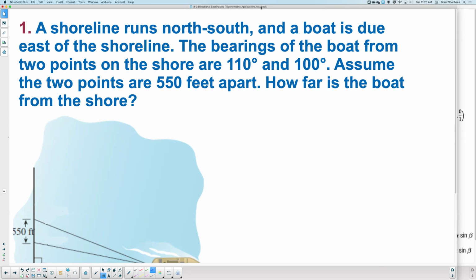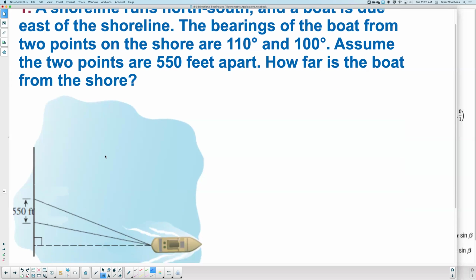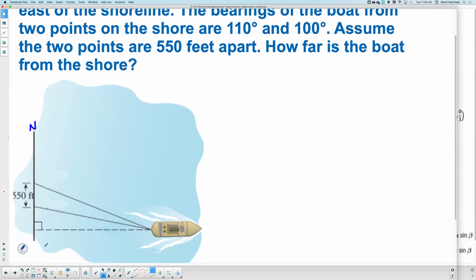Number 1. It says a shoreline runs north-south. I'm going to pause. Here's what I do. North-south means which two directions on a piece of paper? Up and down. Go to the line that's up and down and put an N at the top and an S at the bottom.